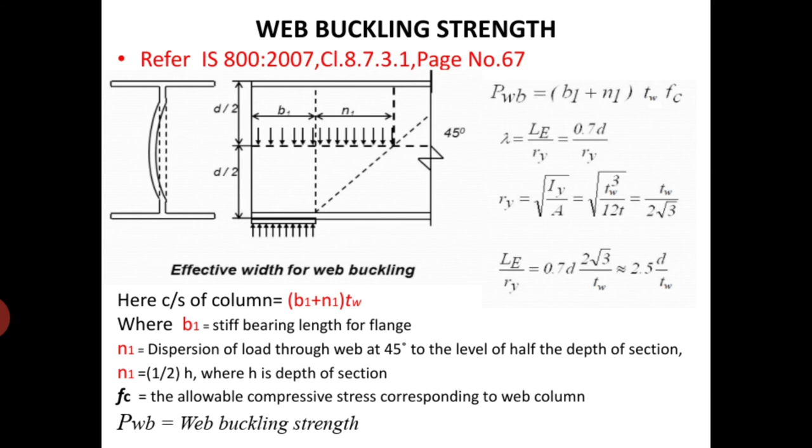Then the effective length of the strut is taken. Look at this one, lambda is the slenderness ratio. The effective length of the strut, Le, is given as 70% of d, where d is the depth of the strut in between the flanges. This effective length is divided by ry, the radius of gyration, so length by radius of gyration gives you the slenderness ratio. The slenderness ratio of the idealized web strut is lambda equals Le by ry, where Le is 0.7 into d, divided by ry, the radius of gyration.